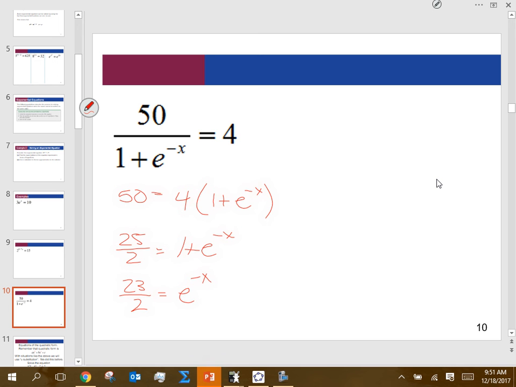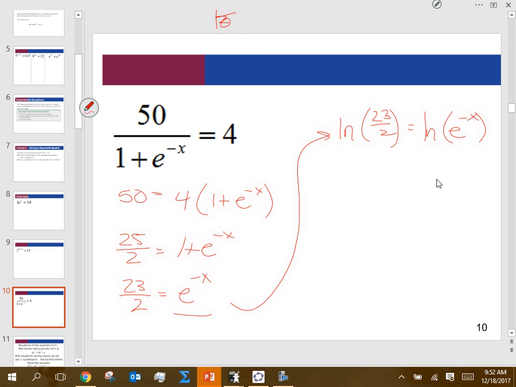Now what can I do? Once you have the exponential isolated, take the logarithm on both sides. I'm going to take the ln of 23 halves is equal to ln of e to the negative x. Now, going off one of the properties we talked about on Friday, whenever you have ln of e raised to an exponent, that is always going to simplify to that exponent. The rule right up here.